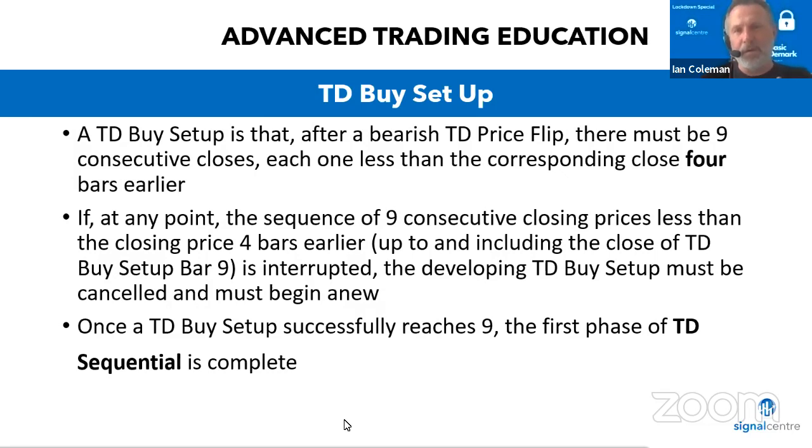So if that count was moving to the downside and we didn't get a close, in other words, we had quite a decent correction higher perhaps, and we didn't get a close lower than the close 4 bars earlier, then that count disappears, okay? It becomes invalid and we have to start again. So if at any point the sequence of 9 consecutive closing prices less than the close 4 bars earlier, up to and including the close of the TD buy setup, is interrupted, the developing TD buy setup must be cancelled, and you begin anew.